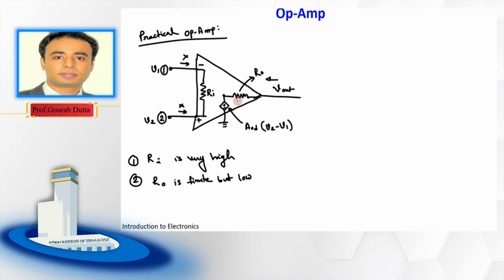It is not zero, as we have considered for an ideal op amp. Fine. One more thing: in the previous page we considered the differential open loop gain, A_OD, of this op amp to be infinite. But again, A_OD is not infinite for a practical op amp, although it is generally very high.